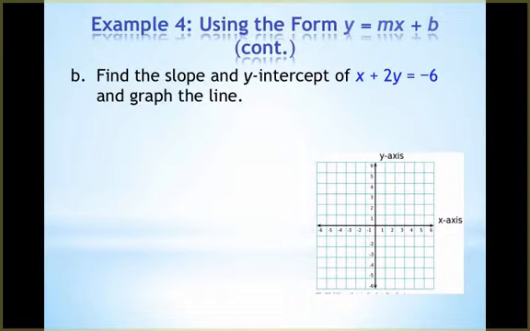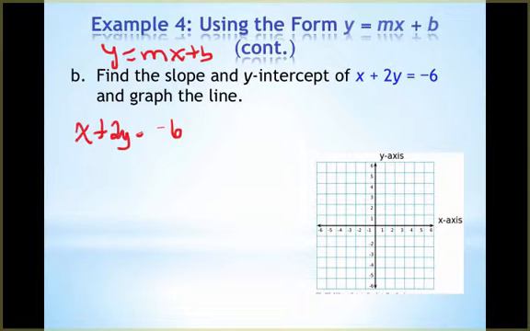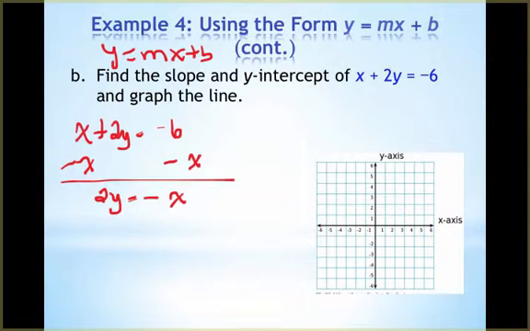Let's look at another example. We have x plus 2y equals negative 6. So we want to find the slope and the y-intercept, and then we want to graph. So let's get our y by itself, because we're looking for y equals mx plus b. So we'll start by subtracting x. So 2y equals negative x minus 6. We'll divide by 2.